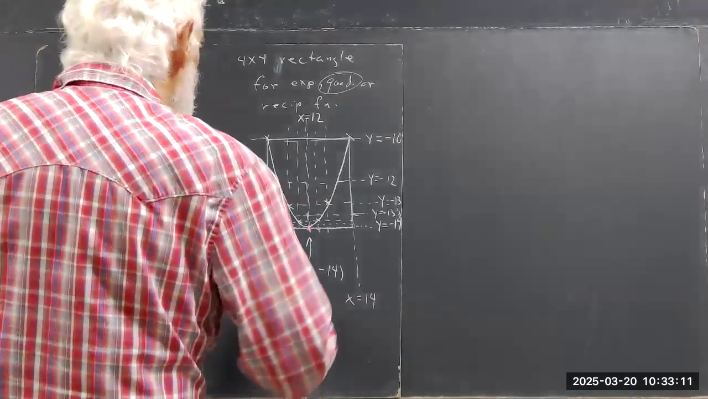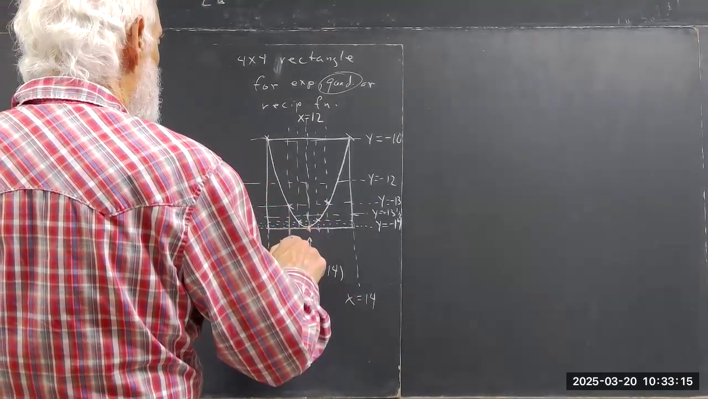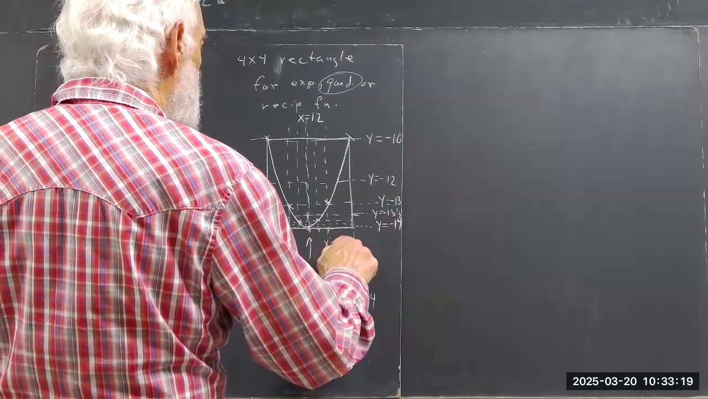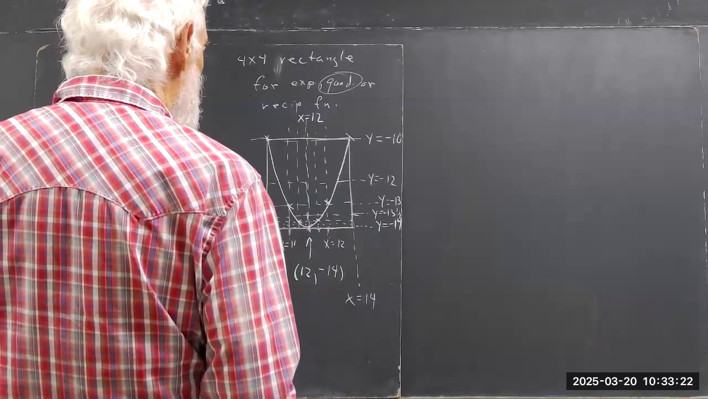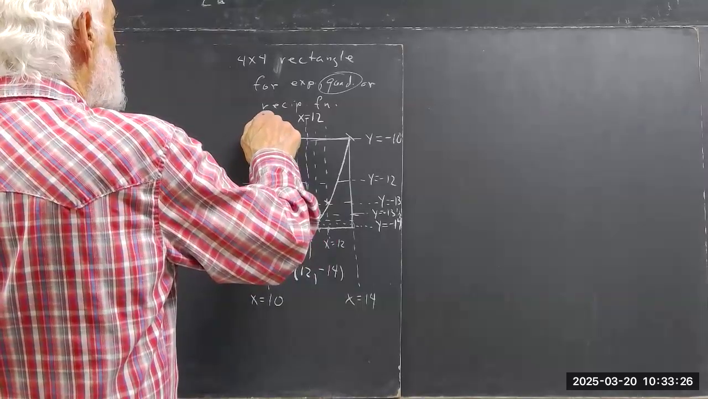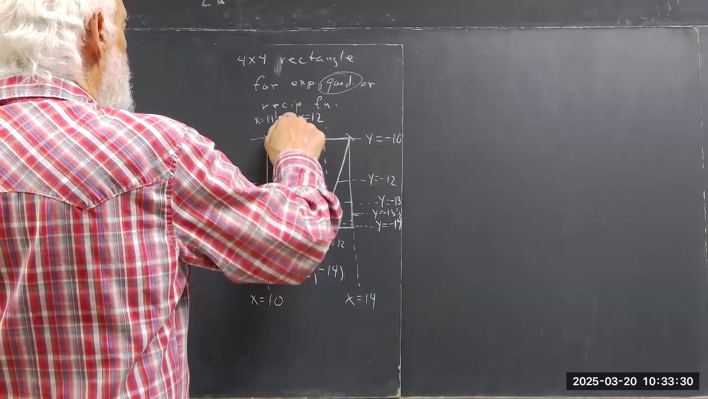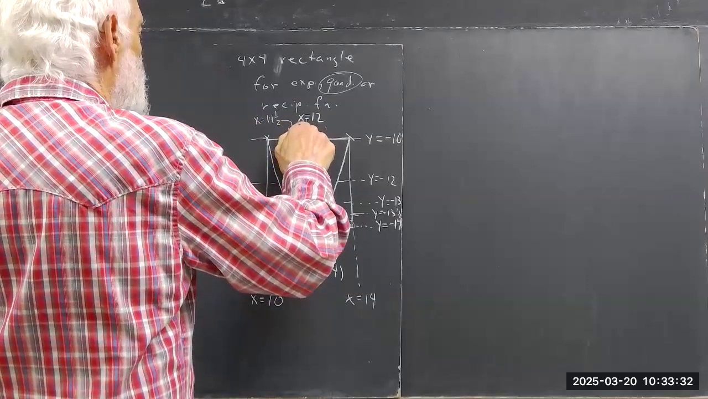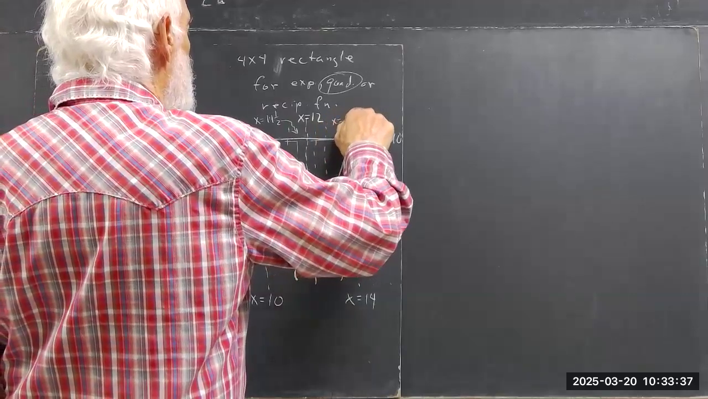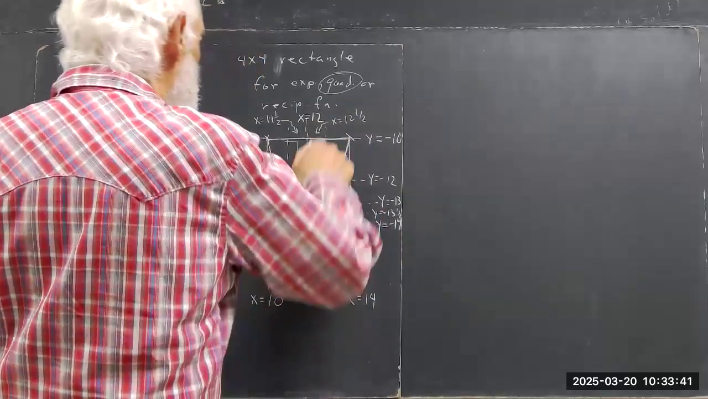Then we can label x equals 11 here, x equals 12 here, and x equals 11.5 would be this line, and x equals 12.5 would be this one.